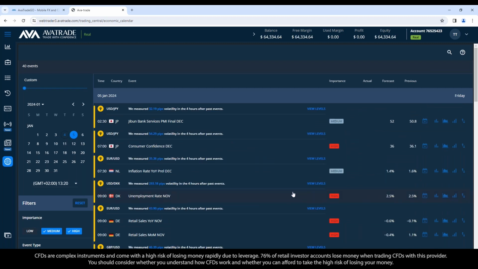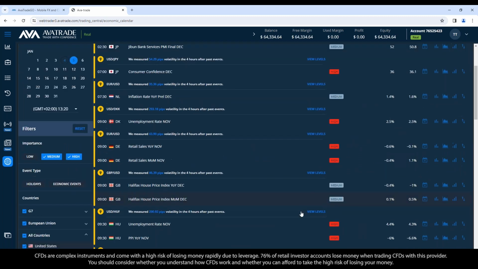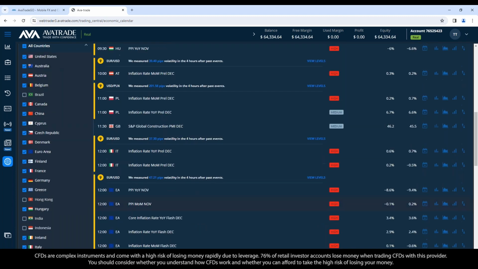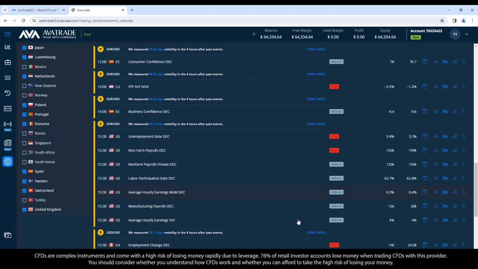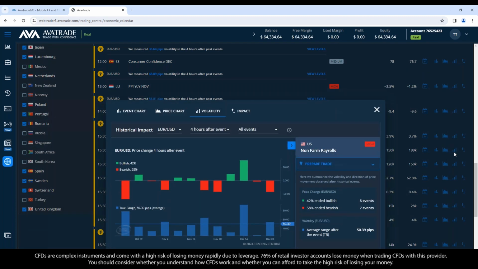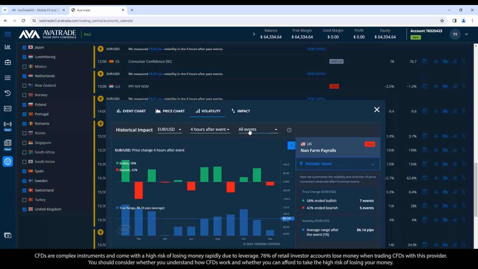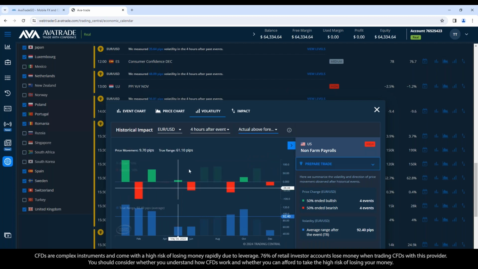The biggest announcement each month out of the US is tomorrow. If we scroll down, we look at the non-farm payrolls. Okay, non-farm payroll announcement. It's the biggest jobs announcement out of the US each month. And what we see here is that if these come in above forecast, and we're looking at Euro USD as the pairing, it's a mess. It's exactly 50-50. Half of them go up, half of them go down.